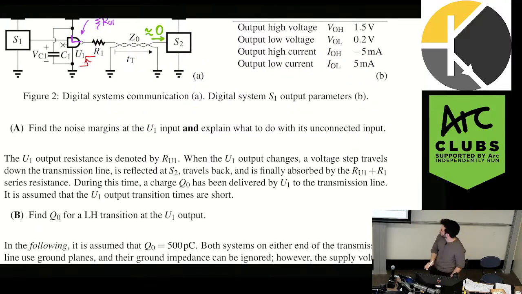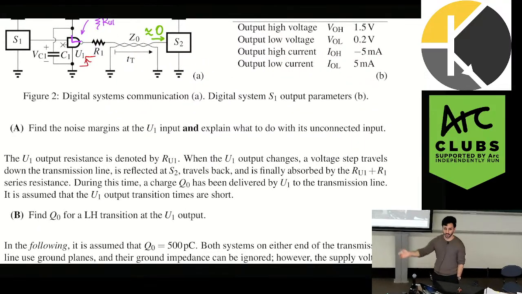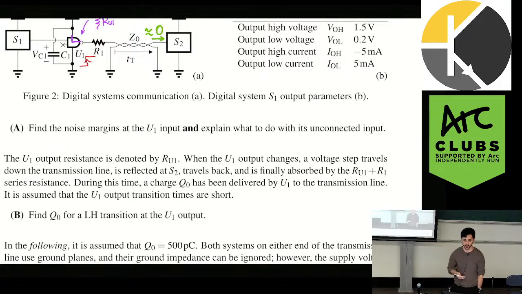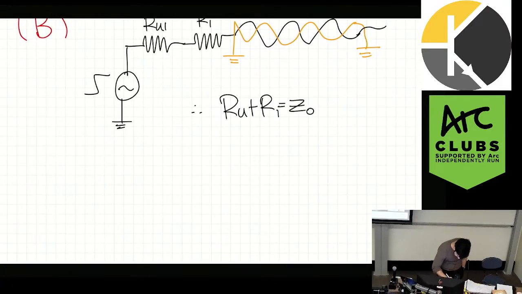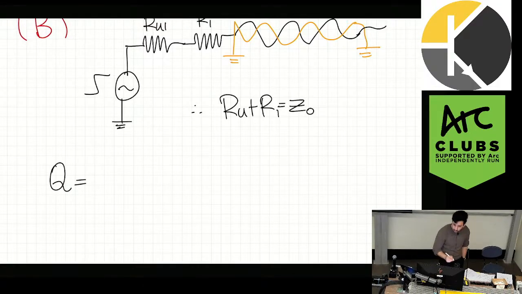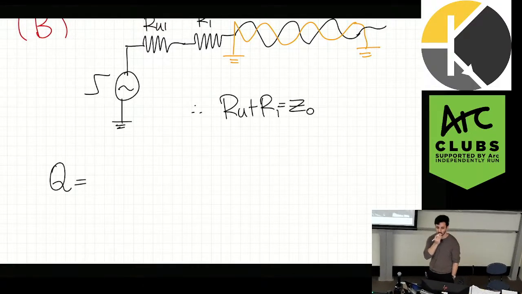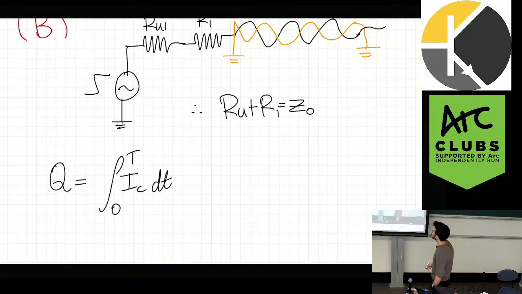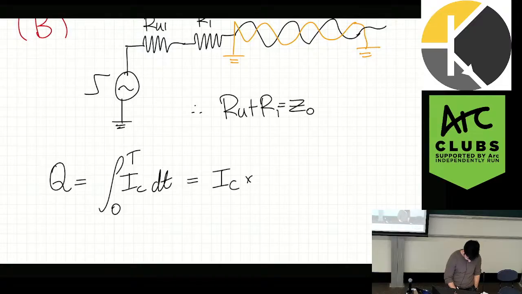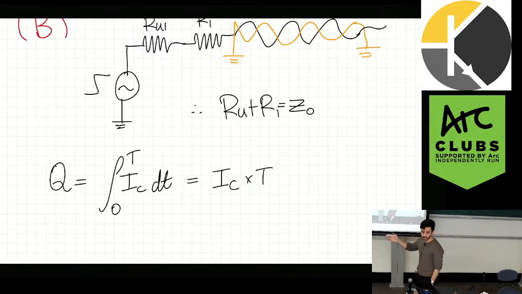So, during this transition, obviously charge is dumped onto the transmission line. It's asking, what is this charge? So, the formula for charge is, what's the formula for charge? IC dt. But if the charge is constant, then this can just be IC times t. So it's the amount of charge accumulated over a period of time.